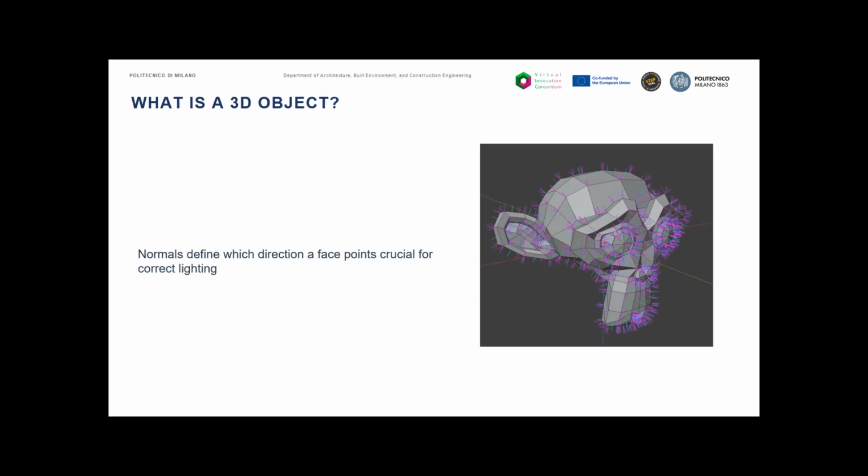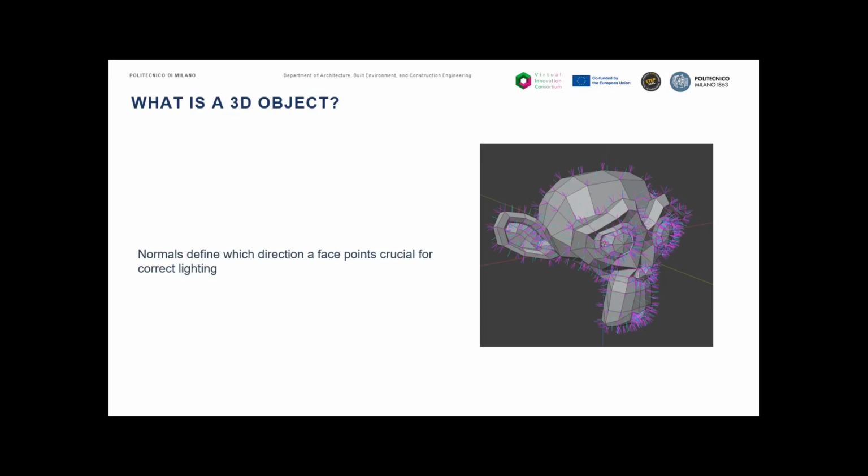So why does this matter? It's critical for correct lighting. When you render an object, so you compute that object, the renderer uses this surface normal at each point to calculate the angle between the incoming light and the surface. So it determines how much light that surface reflects and how it interacts with that surface.